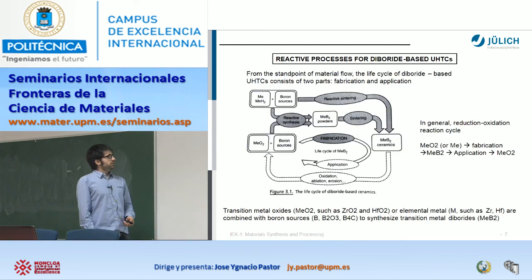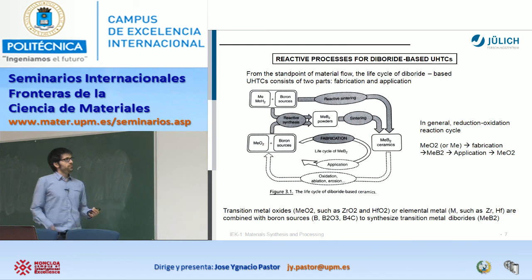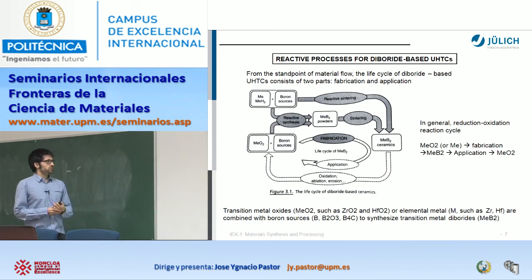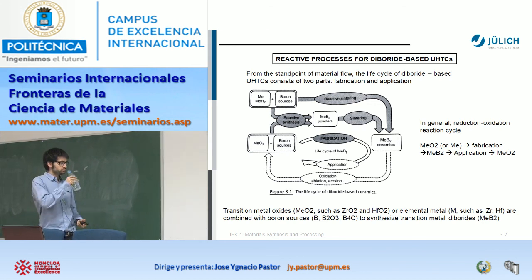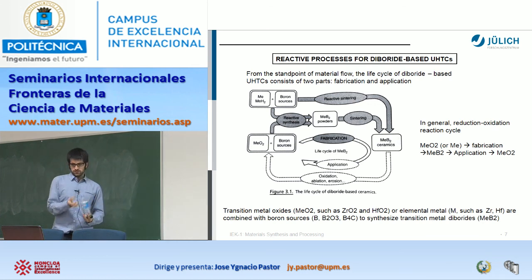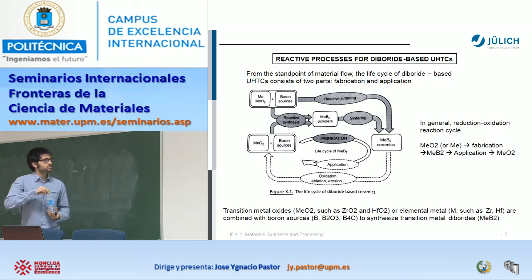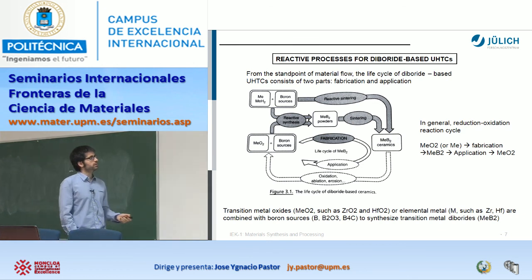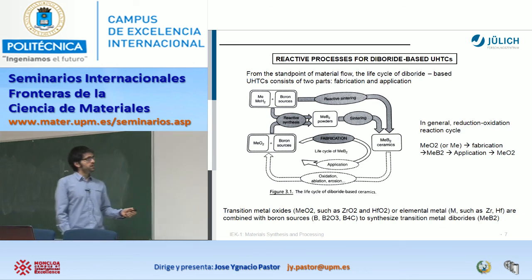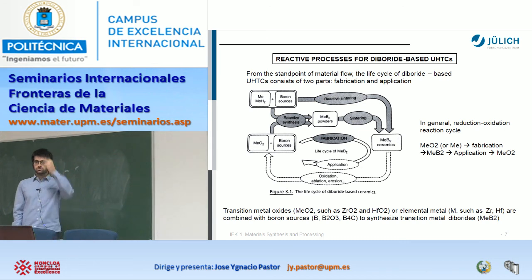Well, first I would like to show you how they are formed, and then we will go through the properties. The idea is to give you an overview. Okay. These borides or carbides, but in general, always when we talk about ultra high temperature ceramics, are based on the diborides because it's the most used and also has the best properties.